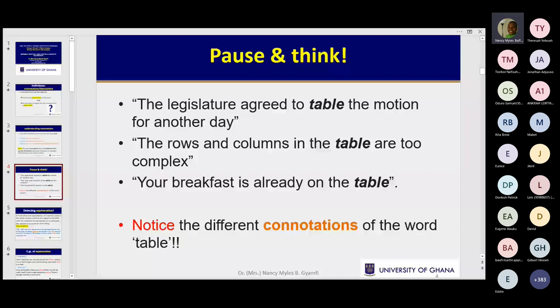The rows and columns in the table are too complex. Your breakfast is already on the table. Here we are applying the different connotations of the word table in different examples.